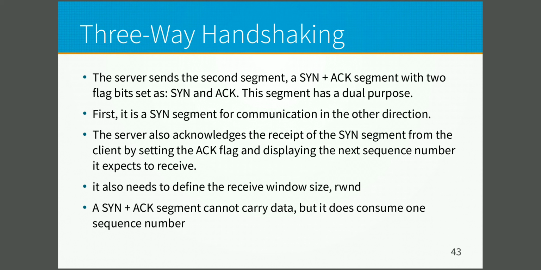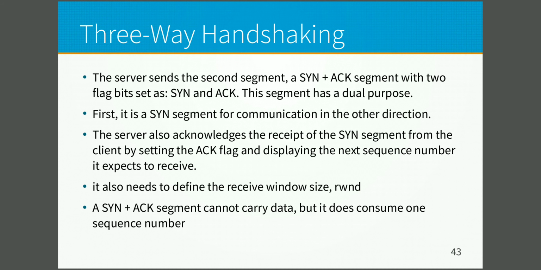This segment, as I said earlier, has a dual purpose. First, with regard to the SYN segment, this acts as a SYN segment indicating that it wants to start a connection from the server to the client, in the opposite direction. And at the same time, the server also acknowledges the receipt of the SYN segment sent from the client. So how is this achieved? This is achieved by setting the acknowledgement flag.